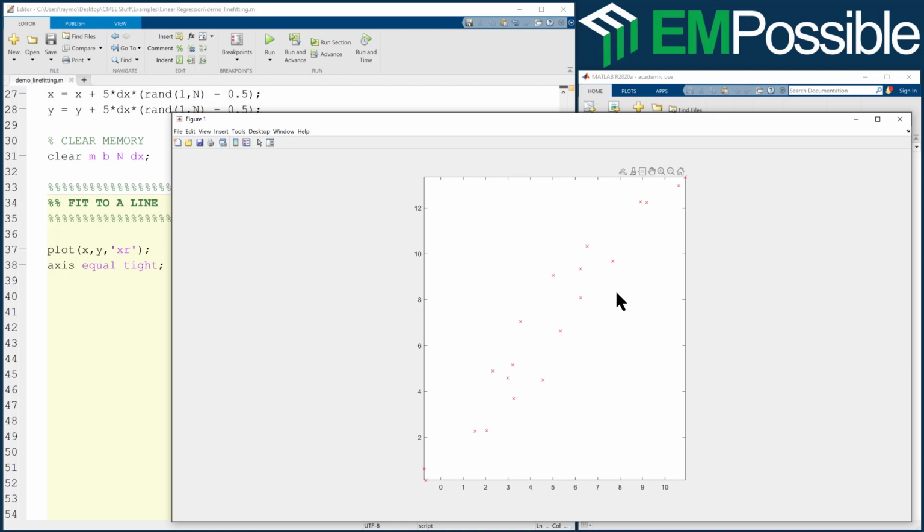Now mentally, I might be looking at this and say, oh, that has a slope maybe 1.5-ish, and a y-intercept maybe 1-ish. And so that's what I have in my mind. So when we get an answer, if it deviates way far from that, then we know something is wrong.